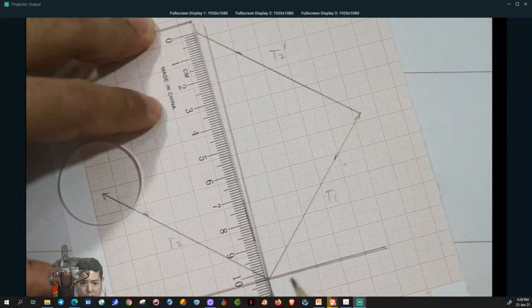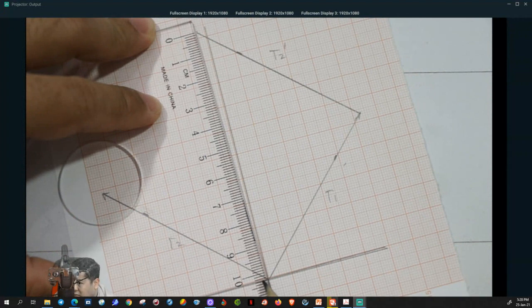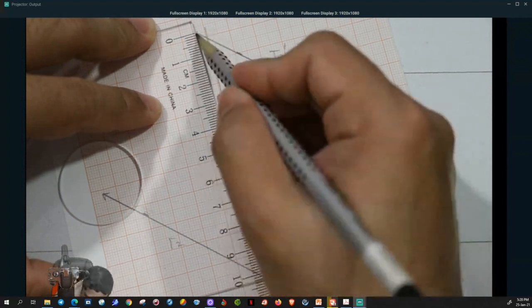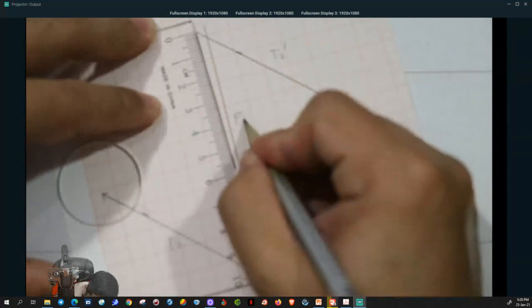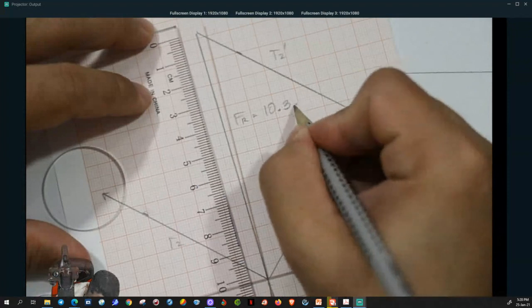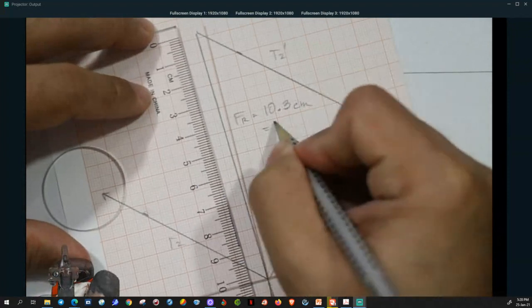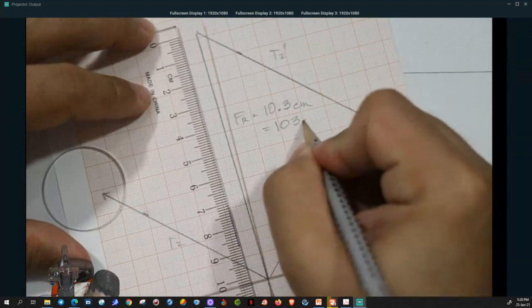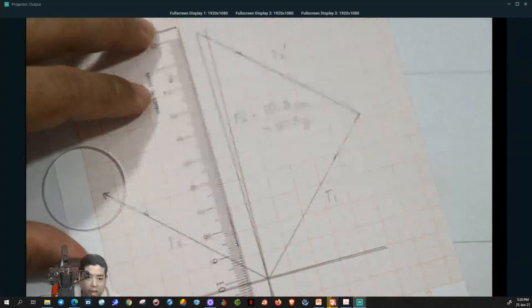There, let me fit it. Can you see the reading here? How many centi? Tell me. How many centi is this? 10.3. Okay, so draw the line. That's correct. And the length of the F-real or the resultant is 10.3 centimeter. And we know that by using the scale, this is 103 grams.